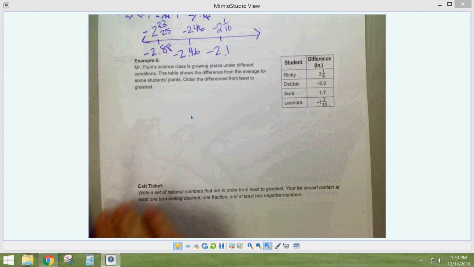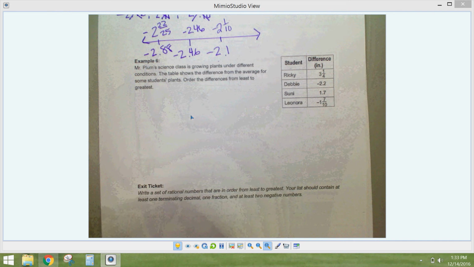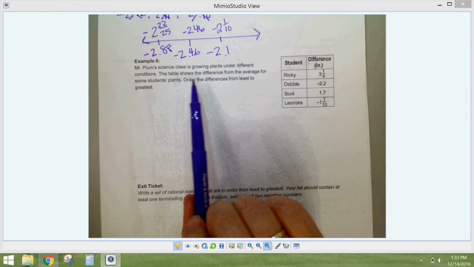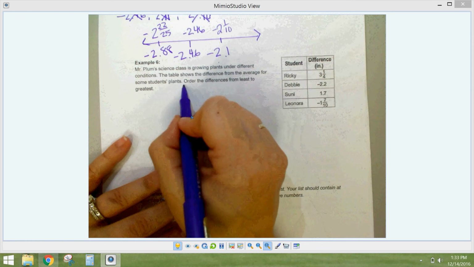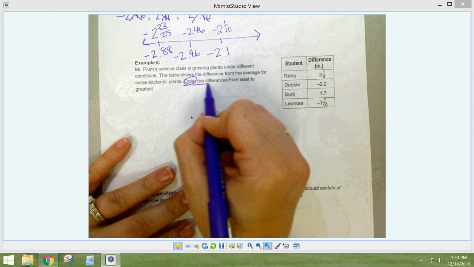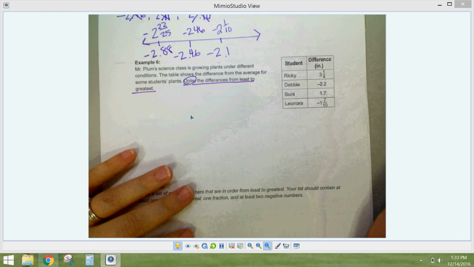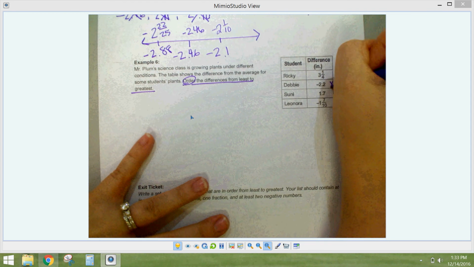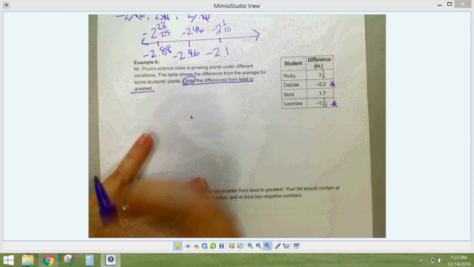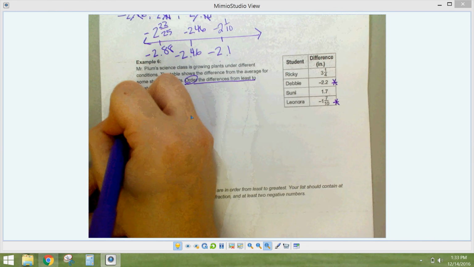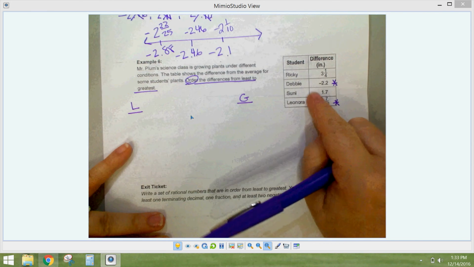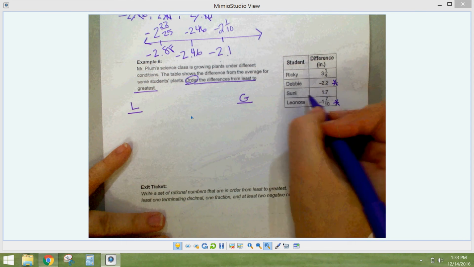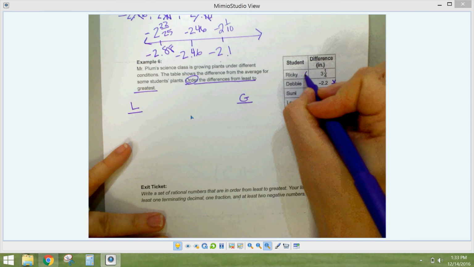The next one, example 6. Mr. Plum's science class is growing plants under different conditions. The table shows the difference from the average for some students' plants. Order, that's my first step, the differences from least to greatest. So, first of all, I'm going to just put a star next to my 2 negatives because I know that those are going to go to the left. I'm going to write L for least and G for greatest. I know that these 2 are going to be my greatest.